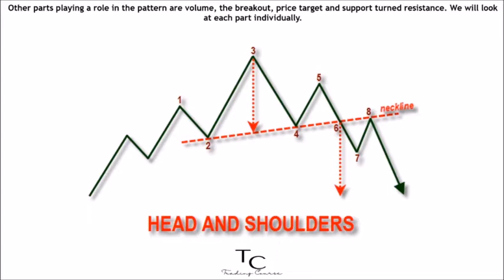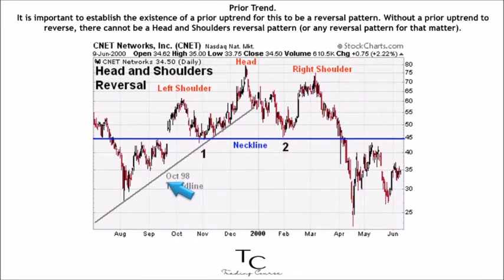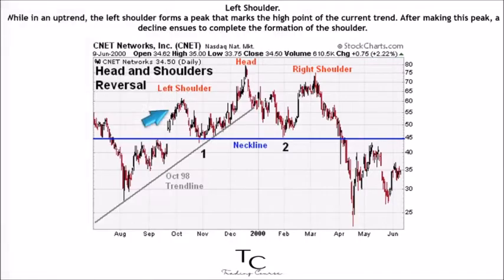We will look at each part individually. Prior trend. It is important to establish the existence of a prior uptrend for this to be a reversal pattern. Without a prior uptrend to reverse, there cannot be a head and shoulders reversal pattern, or any reversal pattern for that matter.